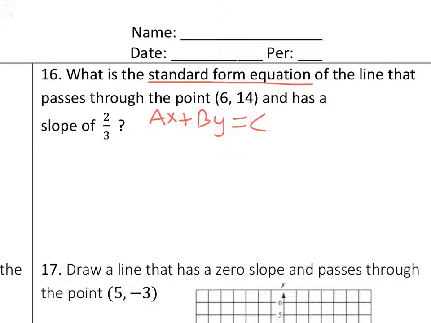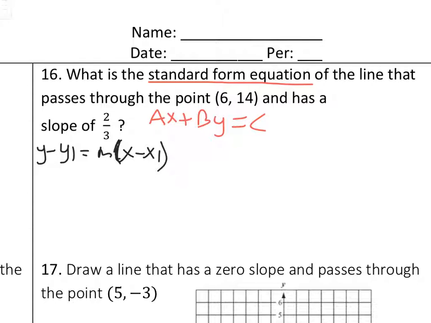Well, the problem is we are given a point and we're given a slope. So if you remember from the last page, point slope form is y minus y1 is equal to m times x minus x1. We have to use this equation because it gives us a point and a slope. So we're going to write it in this form and then transform it to look like ax plus by is equal to c.